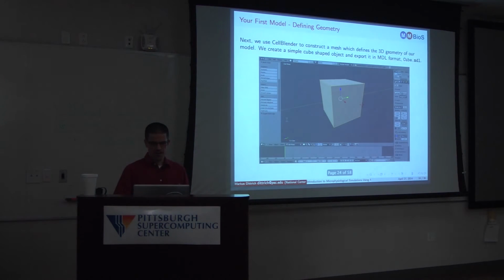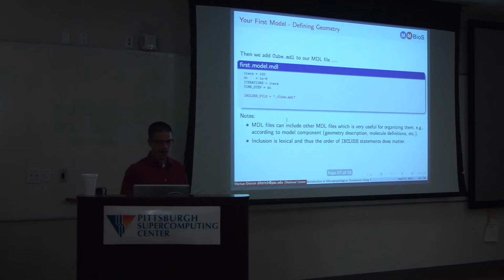And then Cell Blender will create a file called cube.mdl that describes this geometry. So MDL has this ability to include files, so you can have your simulation distributed across any number of files. And this is actually what Cell Blender does under the hood. It's a very useful thing to do.